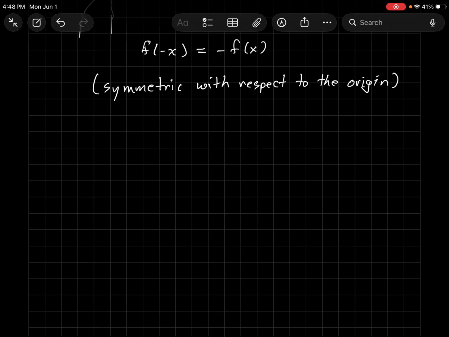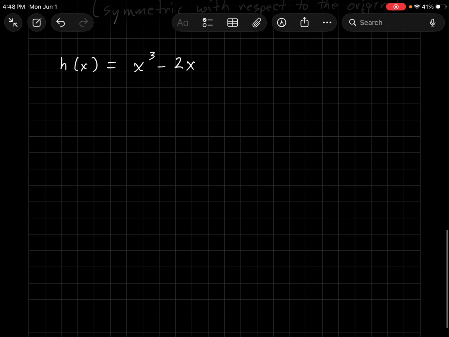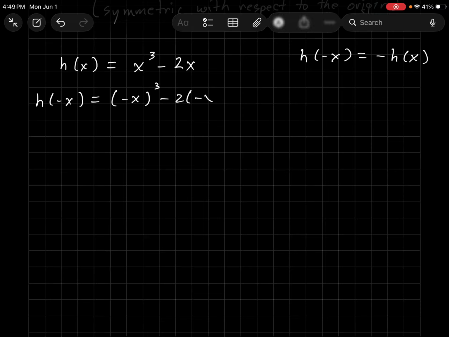I'm going to choose a couple functions that I know to be odd, or at least I hope to be odd. Let's take a look at h of x equals x cubed minus 2x. So recall that odd means h of negative x equals negative h of x, which means we really need to do a couple things. We need to find h of negative x, which says replace every x inside parentheses with a negative x.